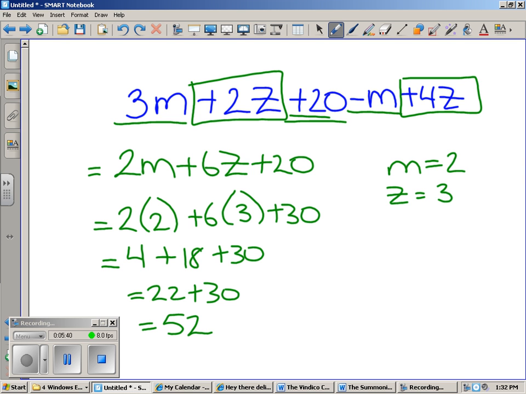And that's it for collecting like terms at the moment. We're going to do one more step with distributive property and collecting like terms. But for now, that's all there is.